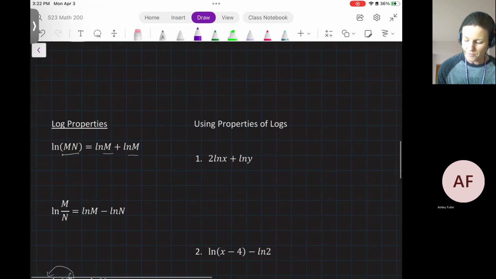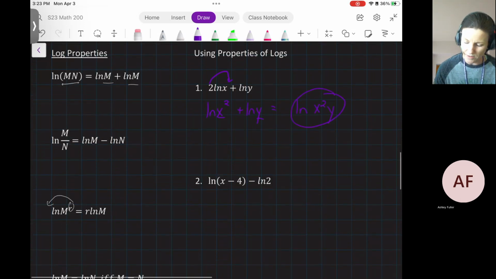So how do we use these? Well, notice here, if I want to convert ln of x plus ln of y to one expression, I can use this third log rule here to rewrite this as 2 ln of x plus ln of y, or ln of x squared plus ln of y. And then because these are being added, I can write this as one log, the ln of x squared y. Likewise here with division, I can simply combine these into ln of (x minus 4) over 2 using that second rule.